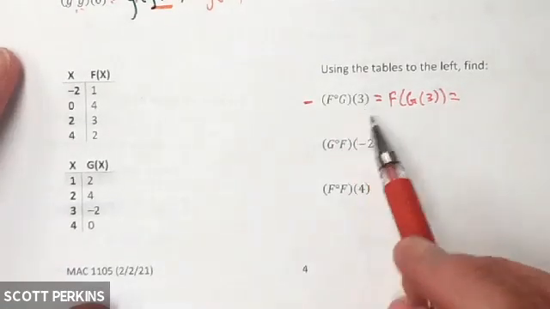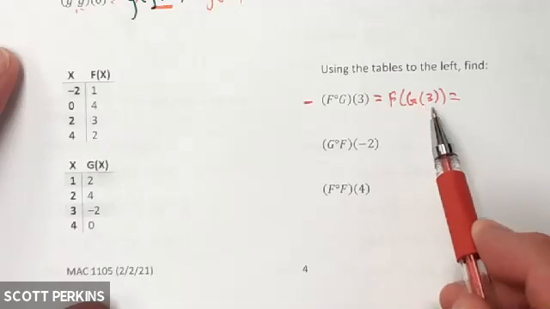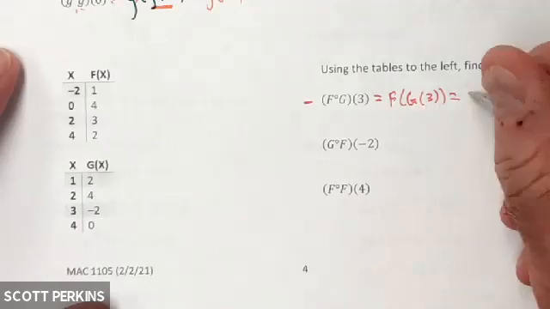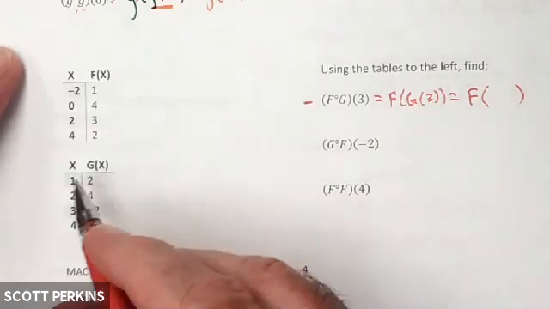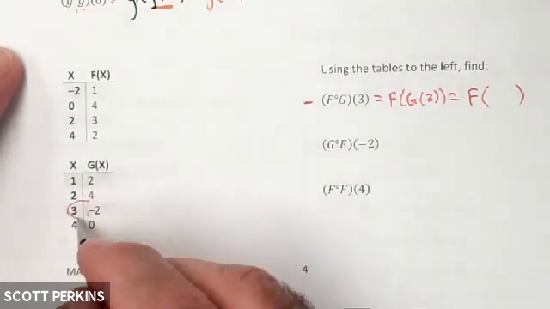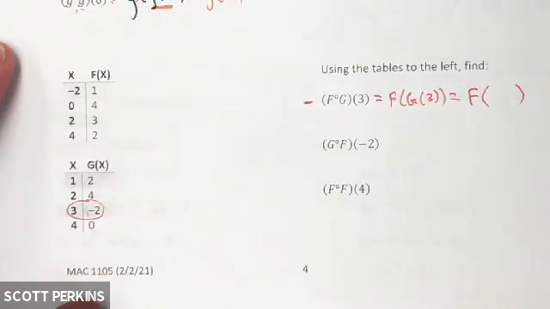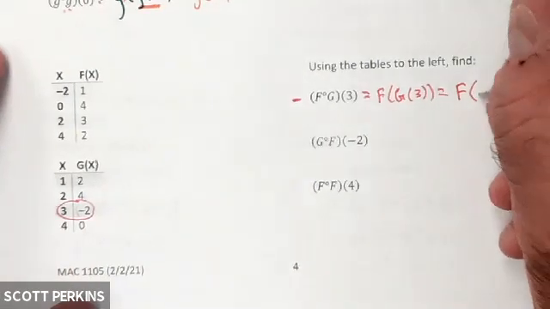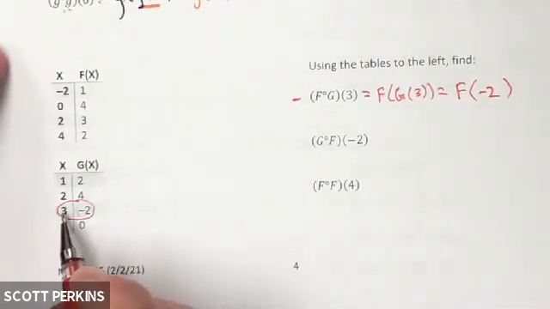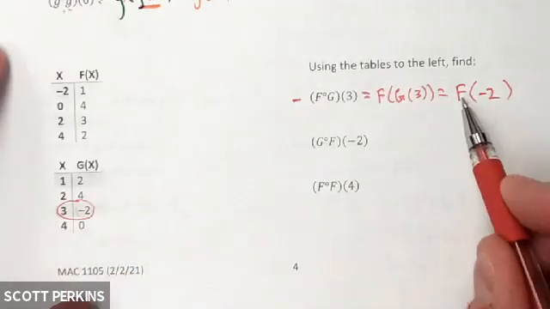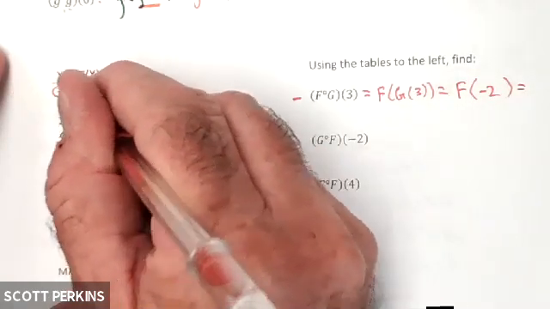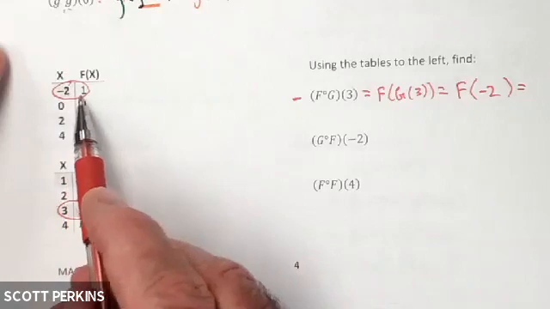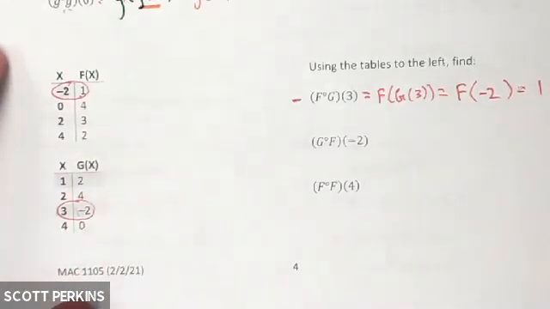Okay, so I've rewritten this as f and then g of 3 inside. So I'm going to have f, and then I've got to put the value of g of 3. I go to the table for g. G of 3 is right here. The output for that is -2. So here's the 3, and we get -2 out. Now I go to the function f at -2, and the function f at -2 is right here, -2.